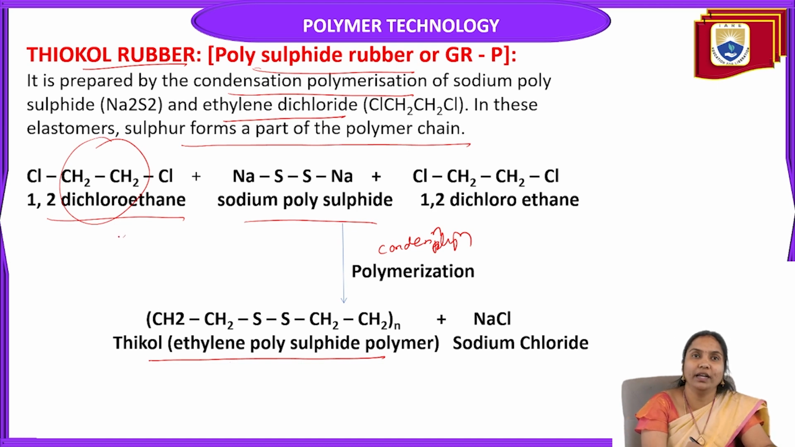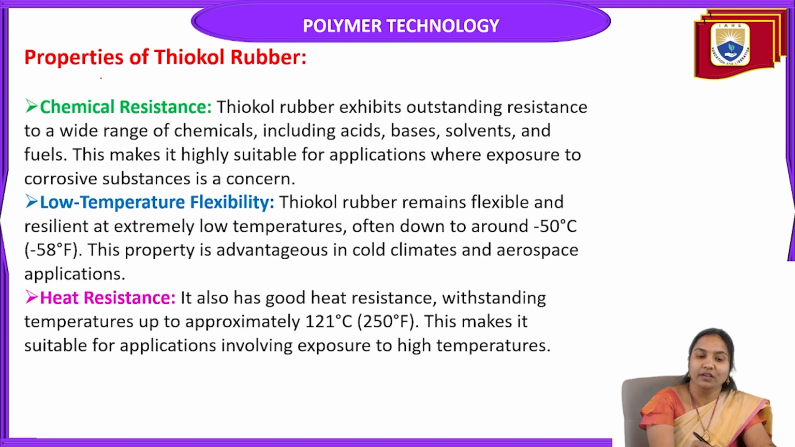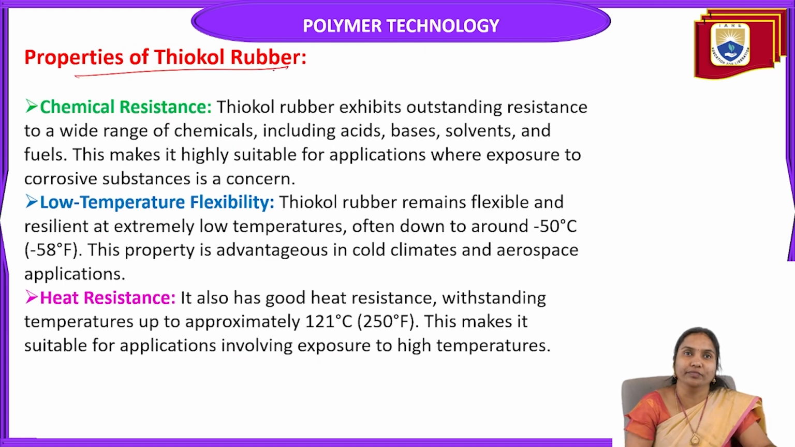So it is prepared by 1,2 dichloroethane and sodium polysulfide undergoing condensation polymerization, which forms Thiokol rubber. It is also called ethylene polysulfide rubber, and in this the elimination byproduct is sodium chloride. That is the preparation of Thiokol rubber. Next, properties of Thiokol rubber.